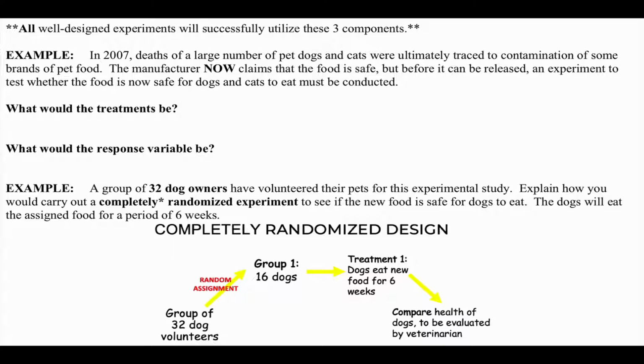In 2007, deaths of a large number of pet dogs and cats were ultimately traced back to a contamination in their food, in some brands of pet food. The people who make it, the manufacturer, are like, now it's okay, we're good, we fixed the problem. But they have an issue. What's their issue? Before that though, why are they having to test? Exactly, the trust issue, right?